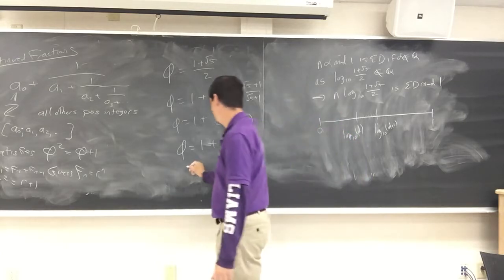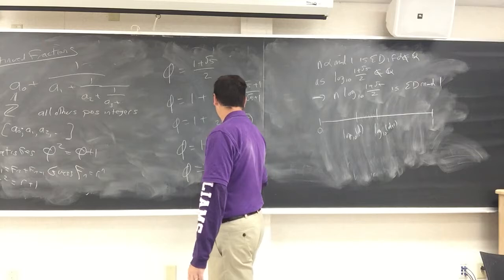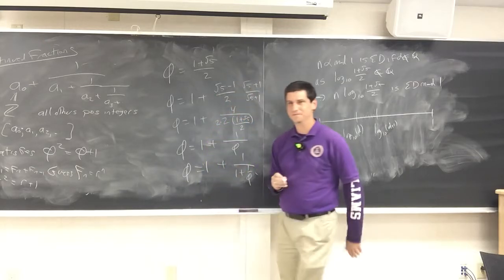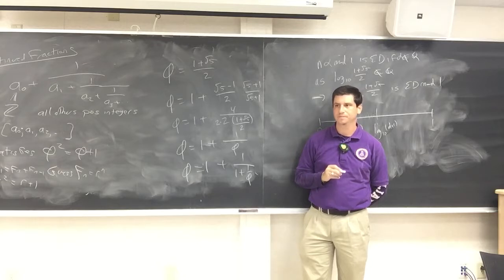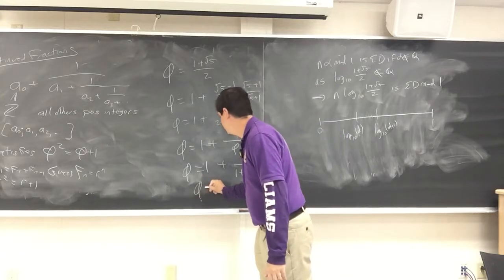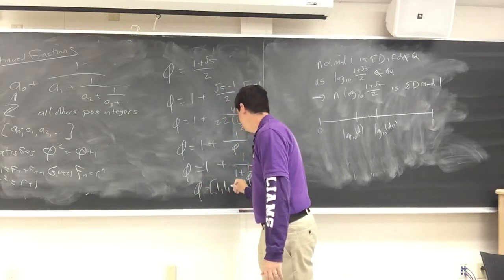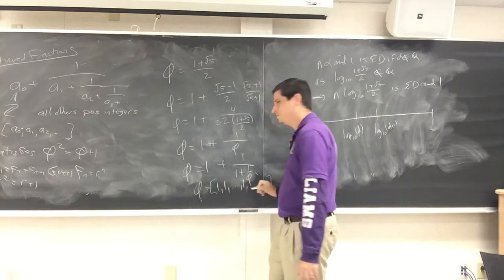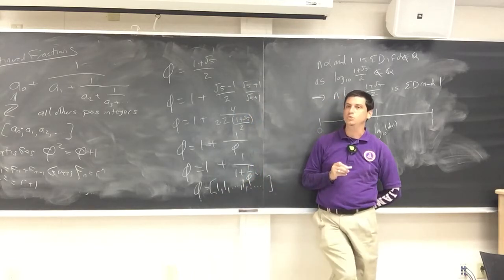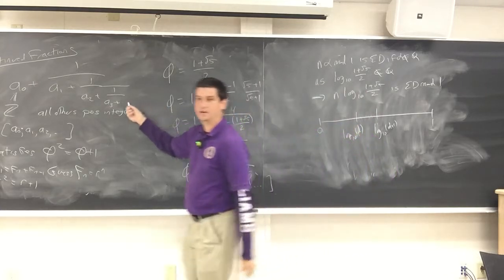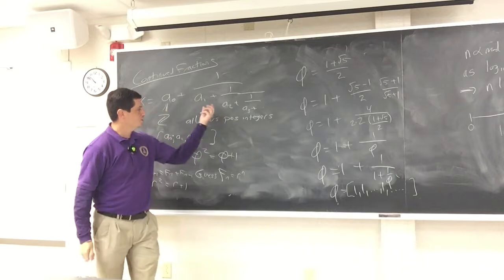So we now just substitute. Phi is 1 plus 1 over 1 plus 1 over phi. If you keep iterating this, you'll see that the continued fraction expansion of phi is just all ones. And this is why phi is the worst approximable. The larger these digits are, when you truncate, the better approximations you get.